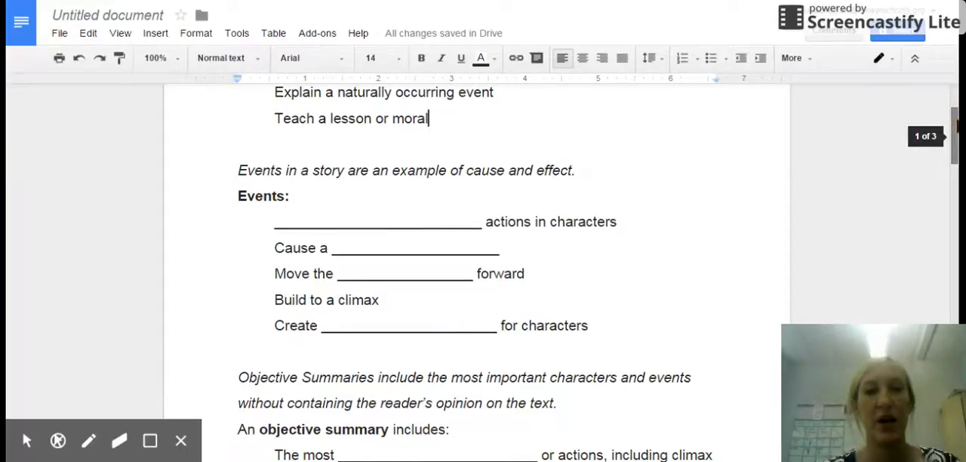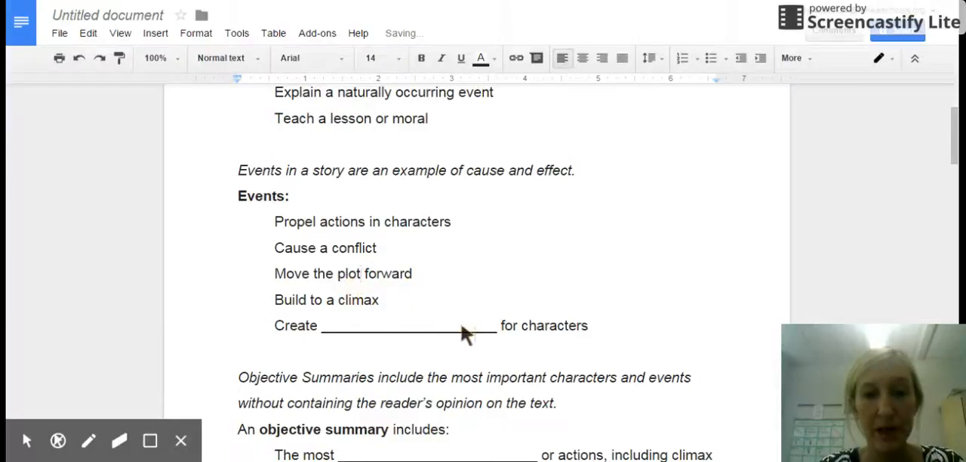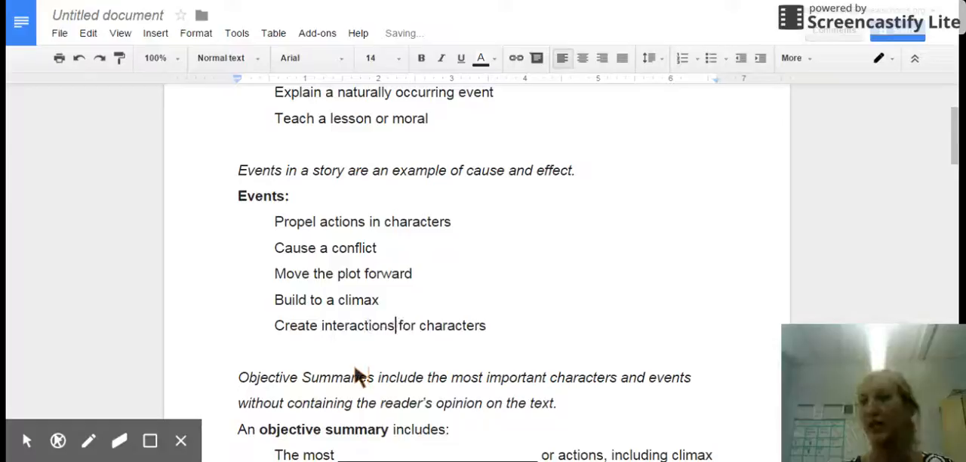Events in a story are an example of cause and effect because they cause things to happen. They might propel actions in characters, make characters do things, cause a conflict or problem, move the plot forward, build to a climax, or create interactions for characters. So certain events are going to cause characters to interact in different ways.